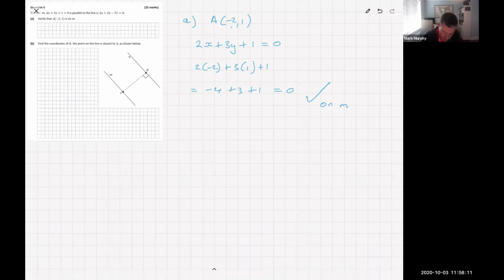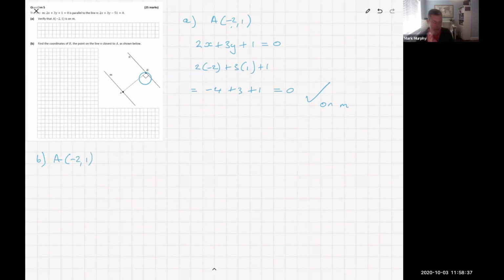Okay, so let's start down here, B. Question B says, find the coordinates of the point B, the point on the line n closest to A, as shown below. But remember, it gives you a hint anyway, it shows that it's the perpendicular distance. So let's write down again what we have. We know that the coordinate of A is minus 2, 1.